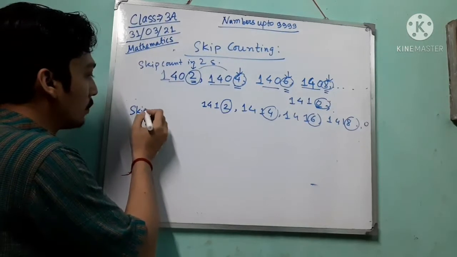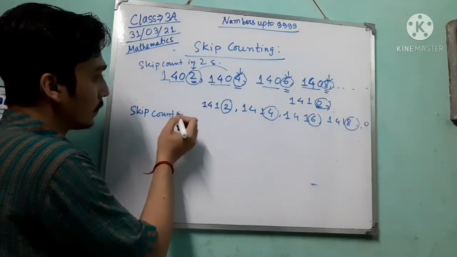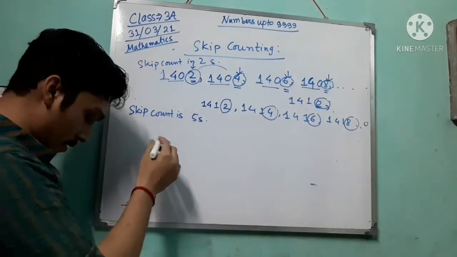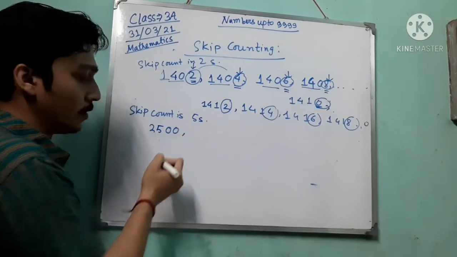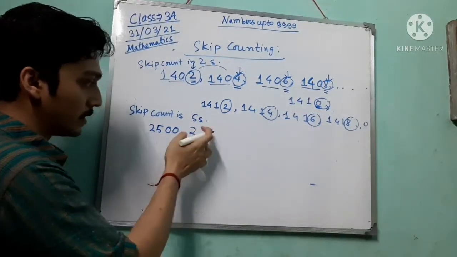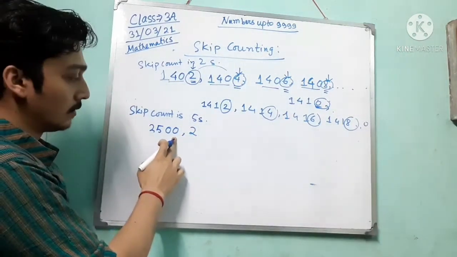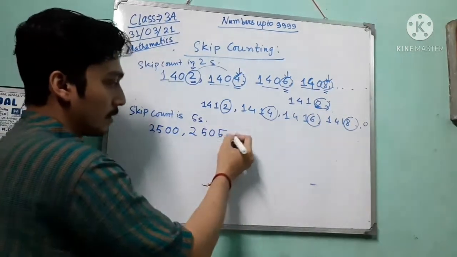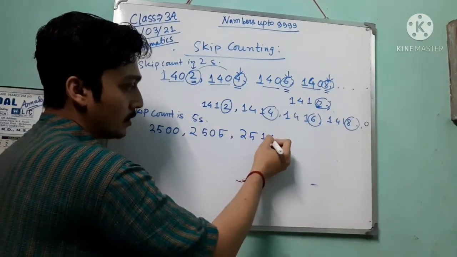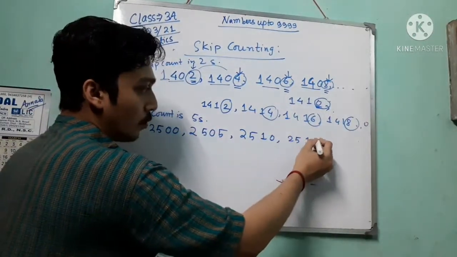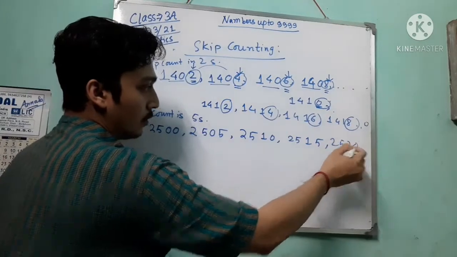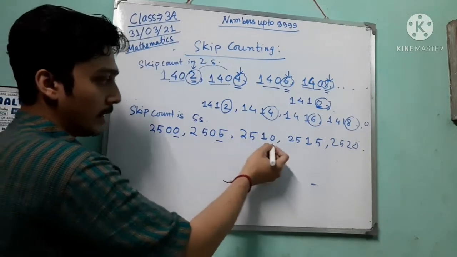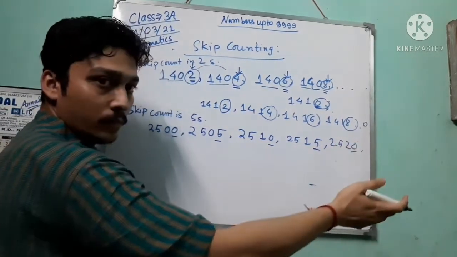Now, skip count in 5s. 2500. Skip counting in 5s means you have to check the ones digit. So 5 will be added: 2505. The next is 2510, 2515, 2520. So you see, first one is 0, then 5, then 0, then 5, then 0, then 5.